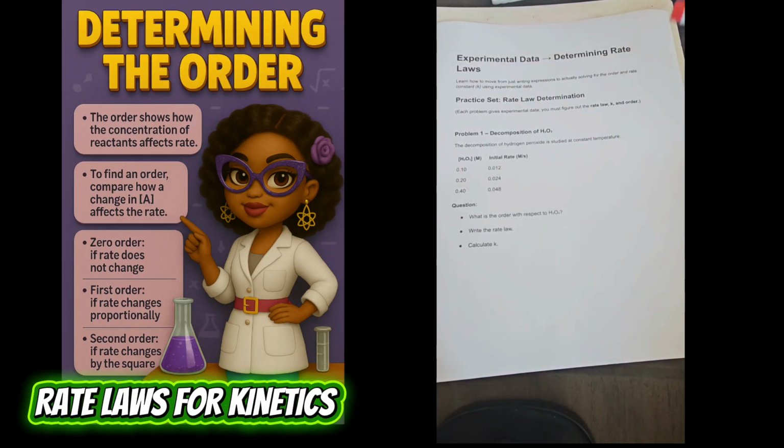So for your practice problem, you're going to do a rate law determination, okay? And in each of these problems, I'm going to give you experimental data, and you're going to have to find out the rate law, the K constant, and the order, all right?